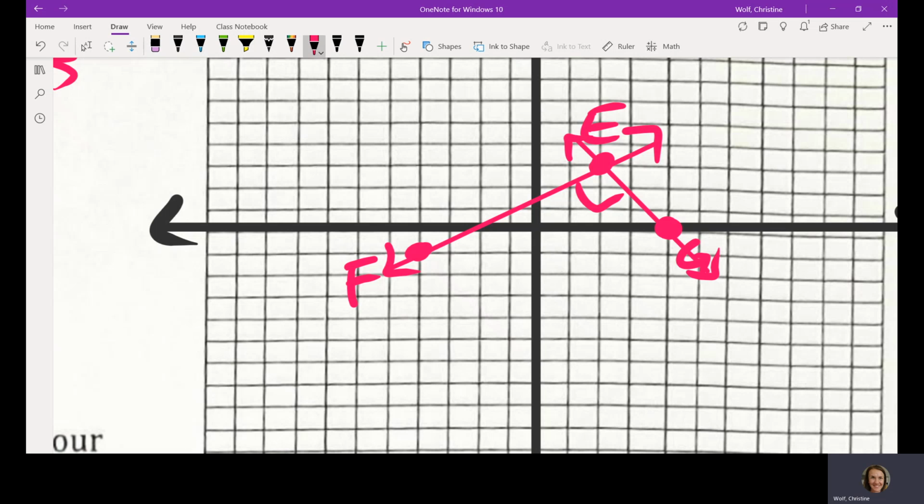Okay, but I haven't answered the question. What's the question? Determine the coordinates of G. So I want you to tell me that G would end up being at the point 4, 0.